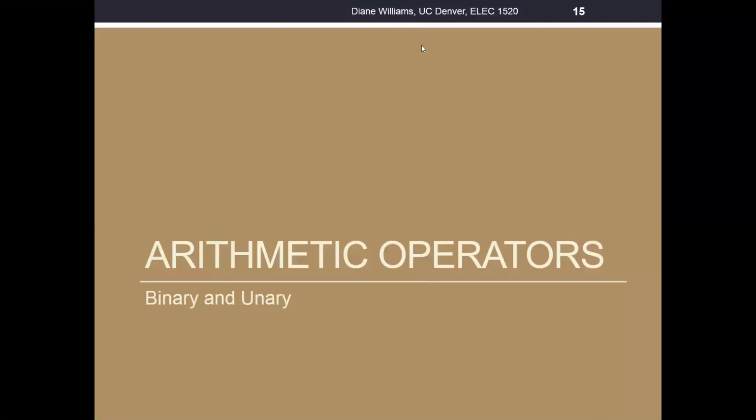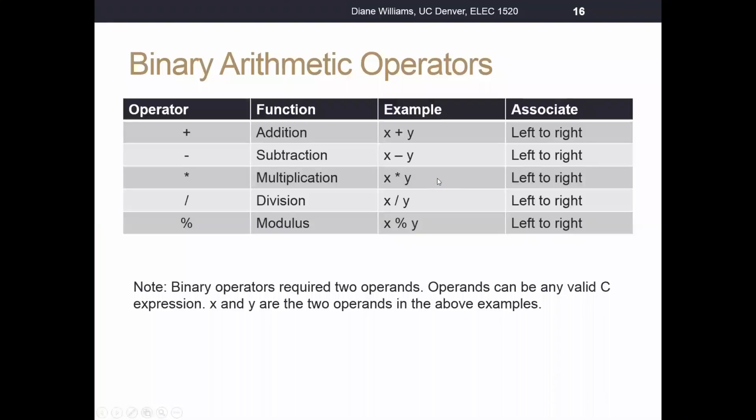Let's take a look at some of the math operators now. There's both binary, meaning they need 2 operands, and unary, they need only 1 operand. We've seen some of these before, right? Plus sign for addition, minus sign for subtraction, multiplication is the asterisk, division is the /.